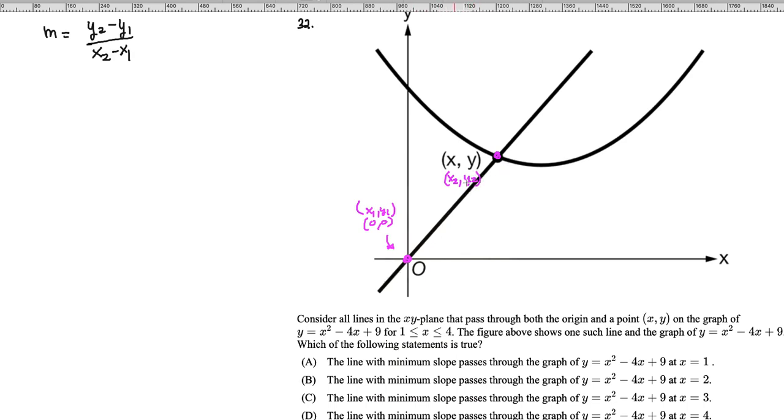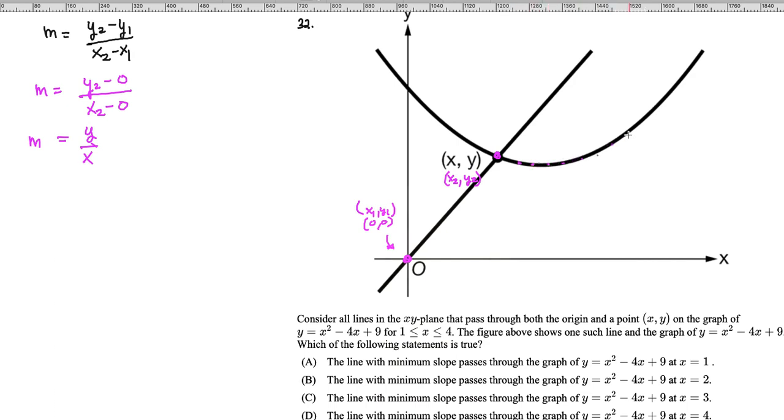Now I want to find the minimum slope between these 2 points, so I want to minimize m, which is y2 minus 0 over x2 minus 0, because x1, y1 is 0, 0. Now I have that it's y over x, and I'm trying to minimize this, but I know something about y. This point is always going to lie on this curve.